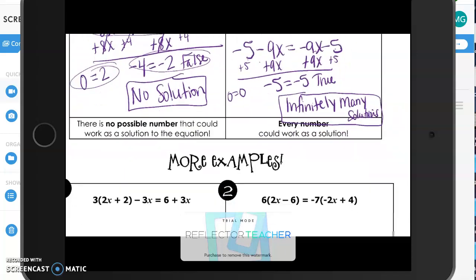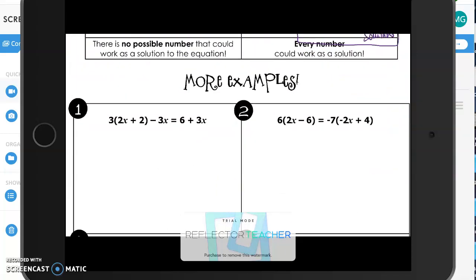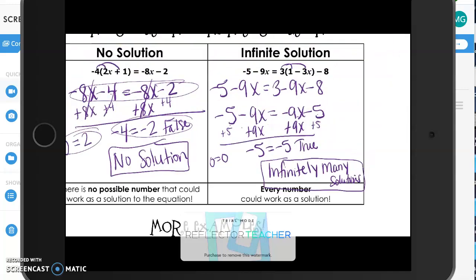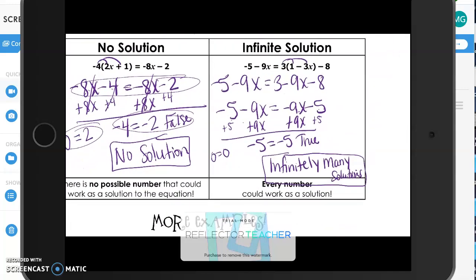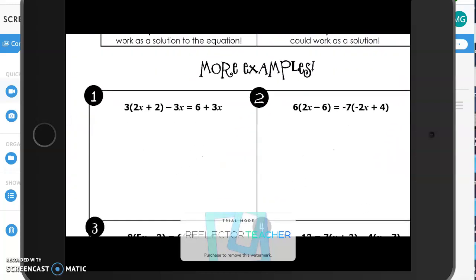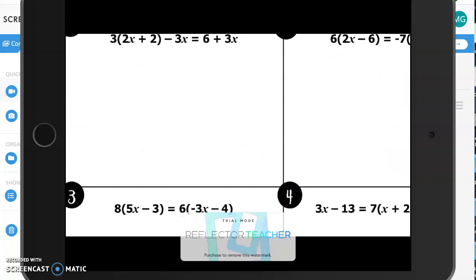So when you practice, there is going to be a combination. Some of them might be no solution or infinitely many, or some might give you actual answers. They'll all be mixed in together. So let's look at number 1.